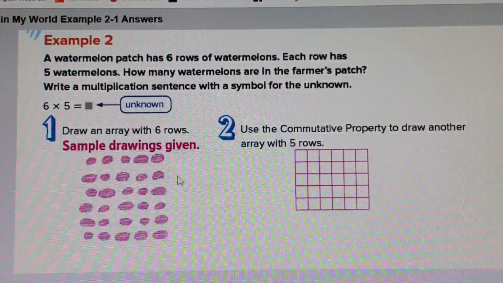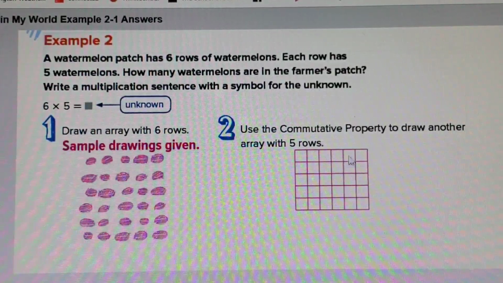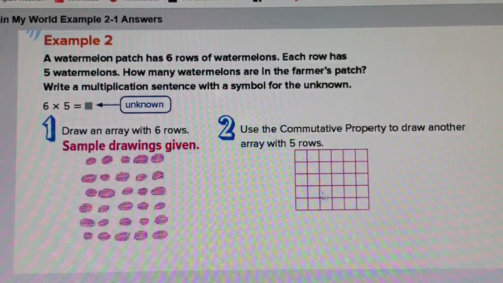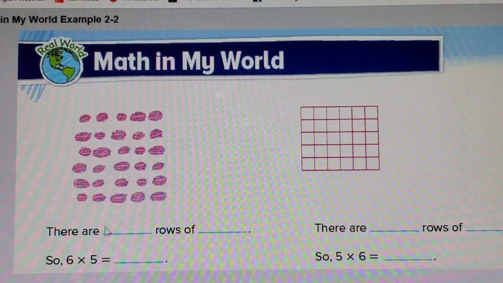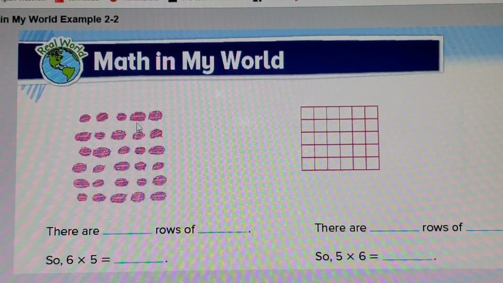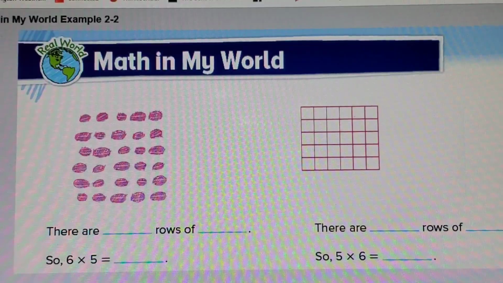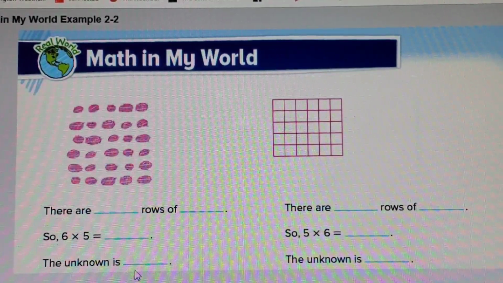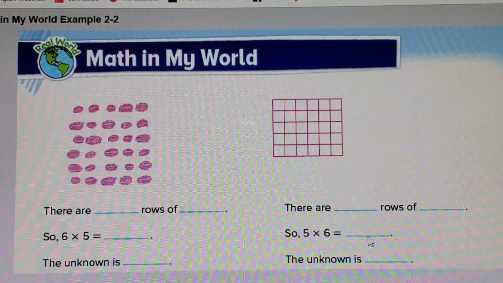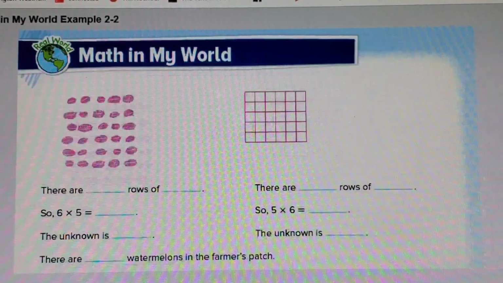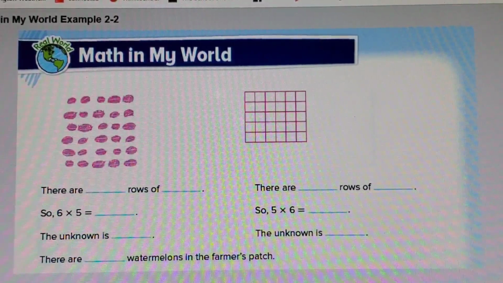So here you have 6 rows with 5 in each row, and here you have 5 rows with 6 in each row. And they will give you the same answer. There are 6 rows of 5, so 6 times 5 is 30. The unknown is 30. Here there are 5 rows of 6. 5 times 6 is 30. The unknown is 30. There are 30 watermelons in the farmer's patch.